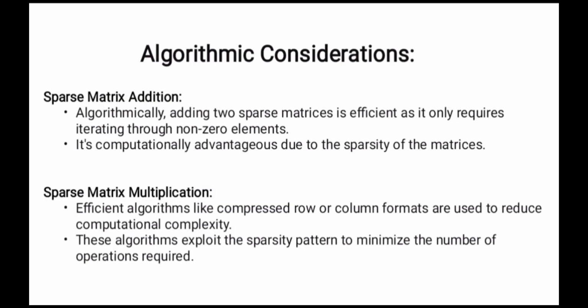Next, we will see the algorithmic considerations. First is sparse matrix addition. Algorithmically, adding two sparse matrices is efficient as it only requires iterating through non-zero elements, and it's computationally advantageous due to the sparsity of the matrices. Next is sparse matrix multiplication. Efficient algorithms like compressed row or column formats are used to reduce computational complexity, and these algorithms exploit the sparsity pattern to minimize the number of operations required.